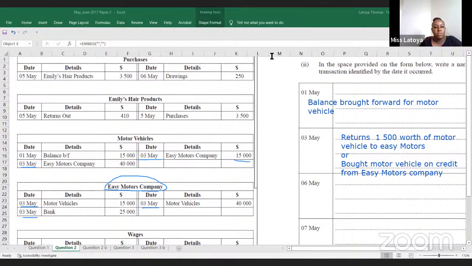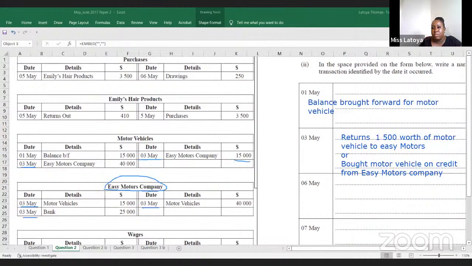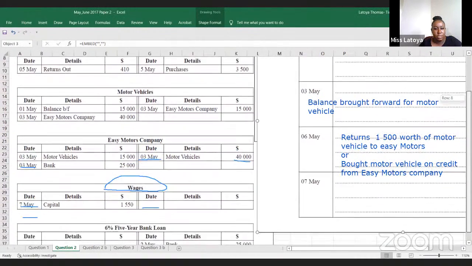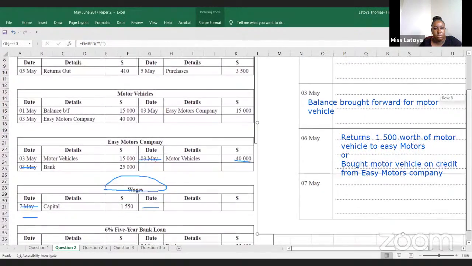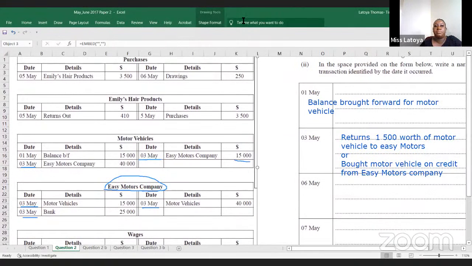Now they're drawing our attention to a transaction on May the 6th. What is happening on May the 6th? Okay, so let's scroll a bit and see what is happening on May the 6th. On May the 6th, oh, I see. On May the 6th, drawings of 250.